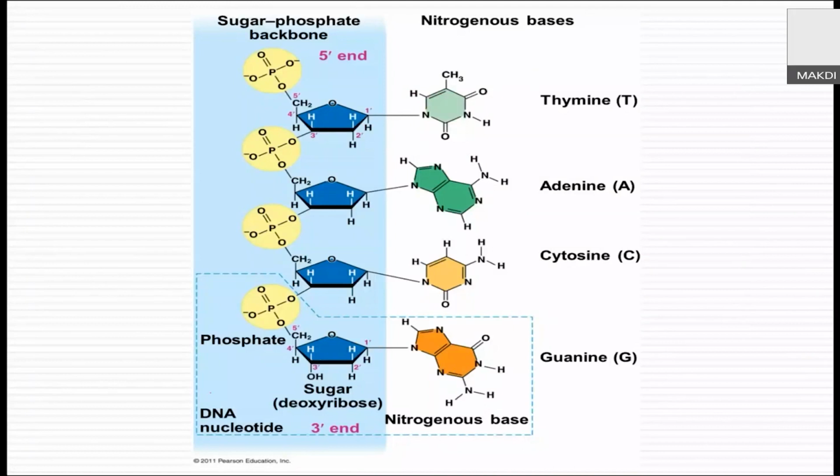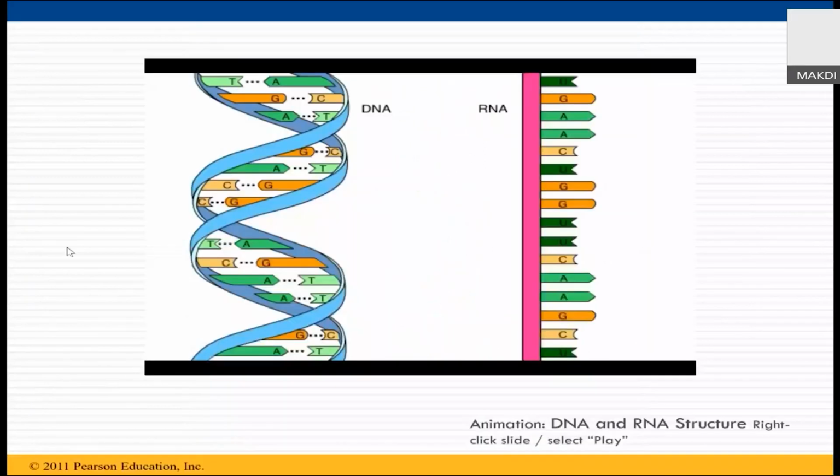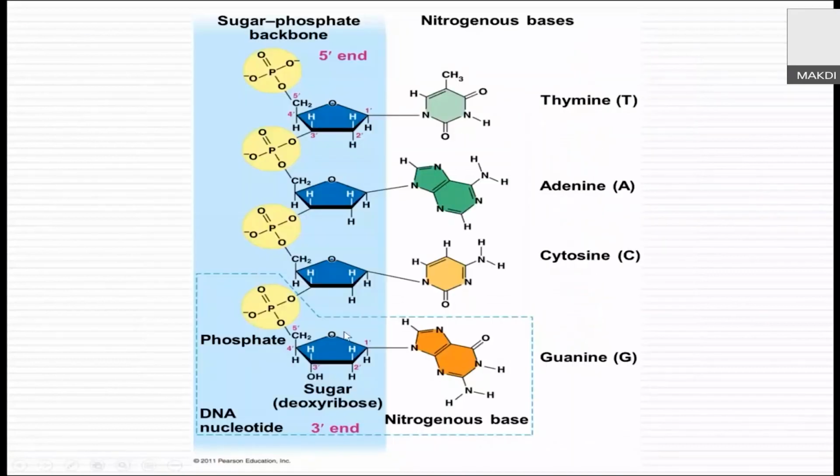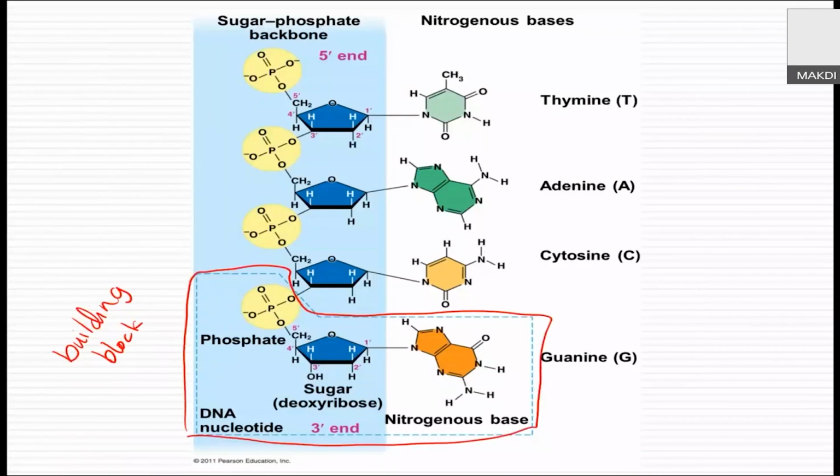Nitrogenous base, nucleotides. Nucleotide is this one. Nucleotides are the building block. The building block of DNA is nucleotide. Like polypeptides, they have their own building block. Carbohydrates, they have their own building block. Right?